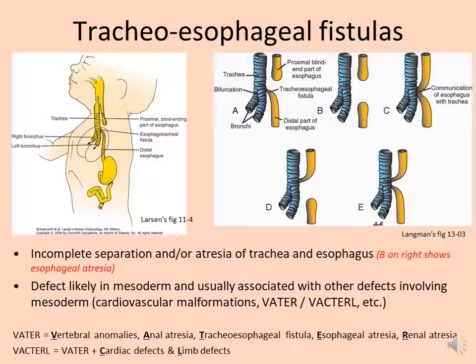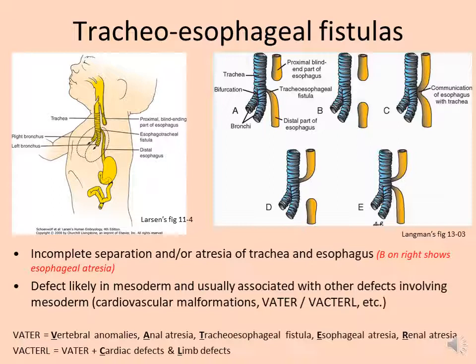Figure C is the condition in which this type of fistula is known as H fistula, and here both these parts, proximal and the distal part of esophagus, come together and open into the trachea. Then D is just opposite of image A. Here the proximal part of esophagus is opening into the trachea and the distal part is ending blindly. E is H-shaped deformity. Here the proximal and the distal part of esophagus both have separate openings into the trachea.